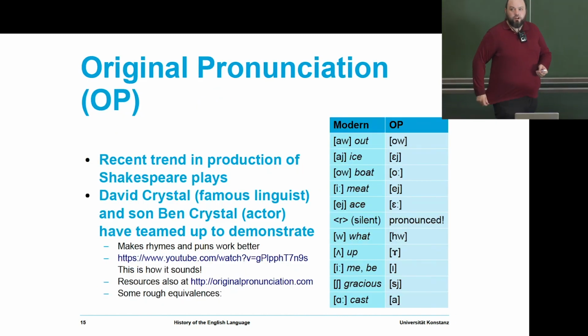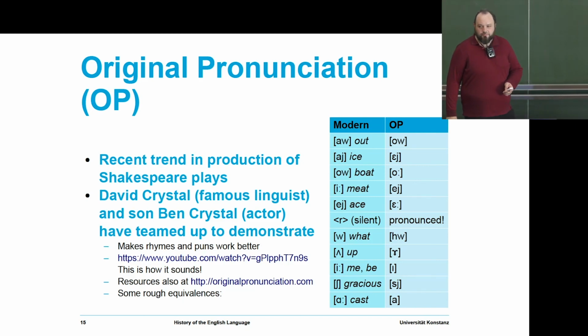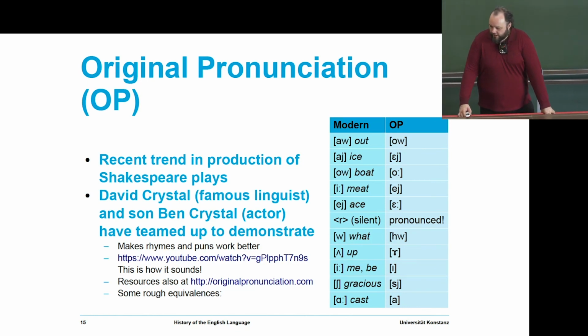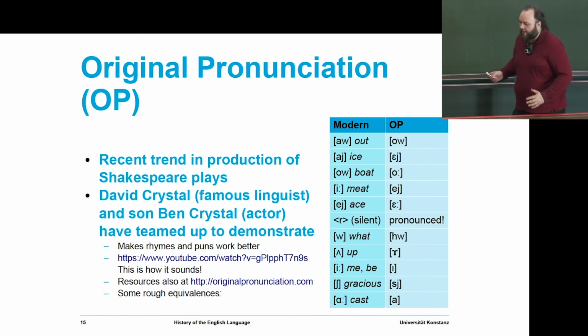Okay, I'm going to go briefly over this, but you can try this in your own time. This is also something that will come up in the tutorial. In Shakespeare plays, you can obviously just pronounce them like modern English, but that's boring. Why would you want to do that? It's much more fun if you pronounce them with really weird vowels and consonants like they would have done in Shakespeare's time. And that's what original pronunciation is all about.